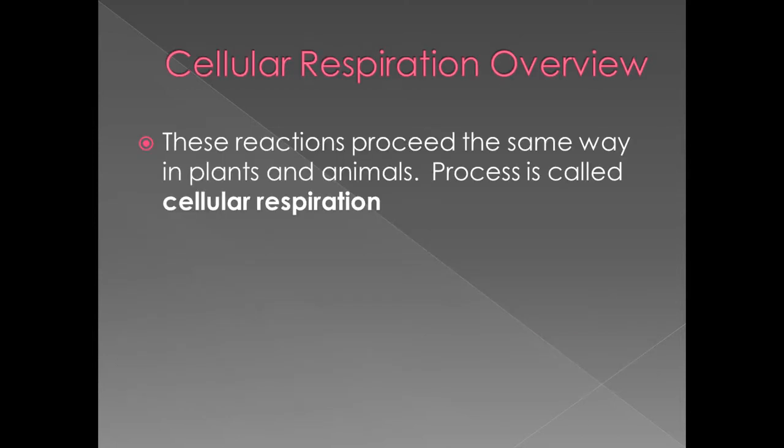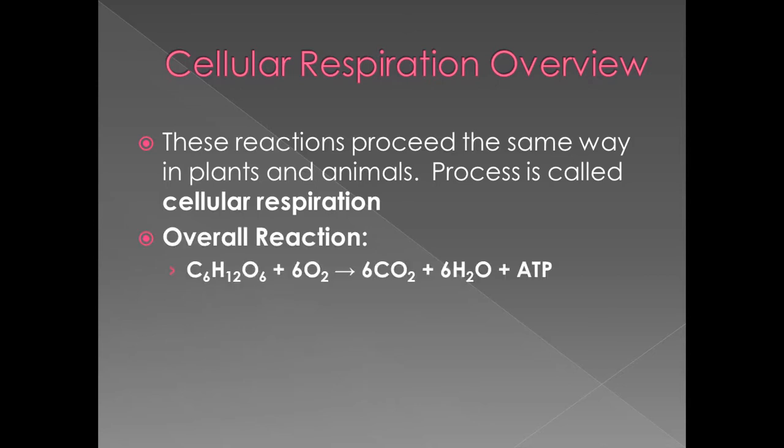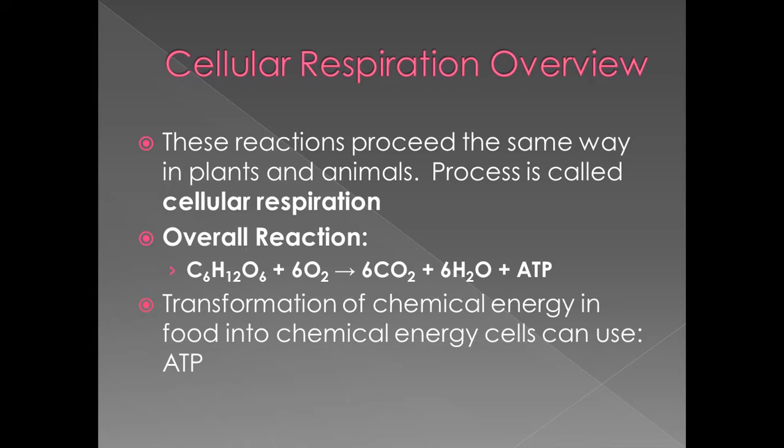Here's an overview. These reactions proceed the same way in plants and animals, and the process is called cellular respiration. The overall reaction is 1 molecule of C6H12O6, that's glucose, plus 6 molecules of oxygen, yield 6 molecules of carbon dioxide, 6 molecules of water, and many molecules of ATP. This is the transformation of chemical energy in food into chemical energy that your cells can use in the form of ATP.